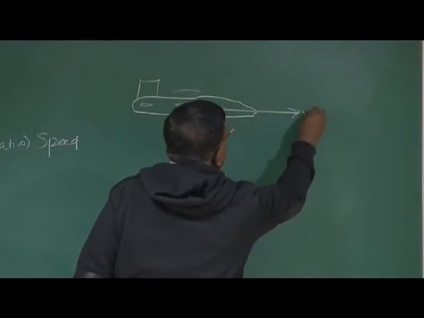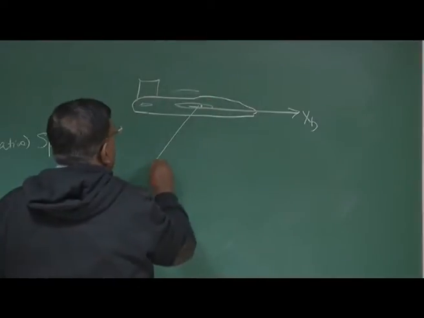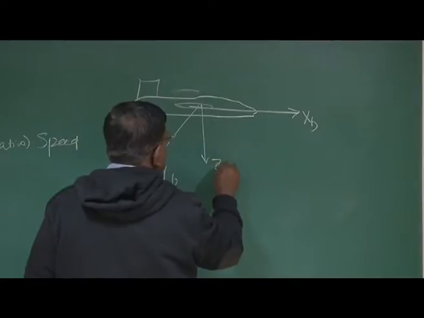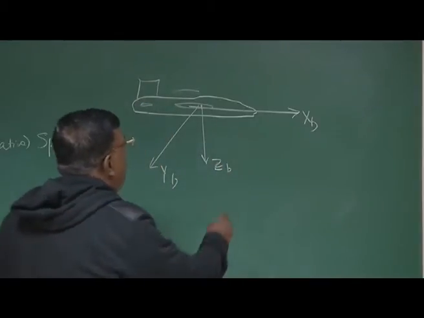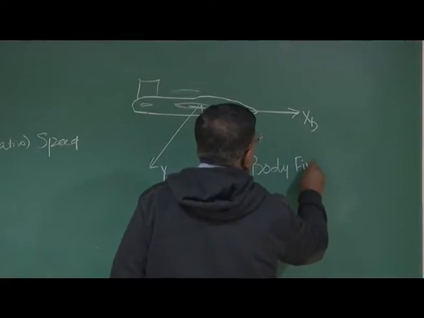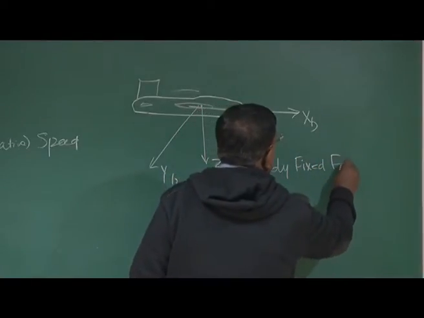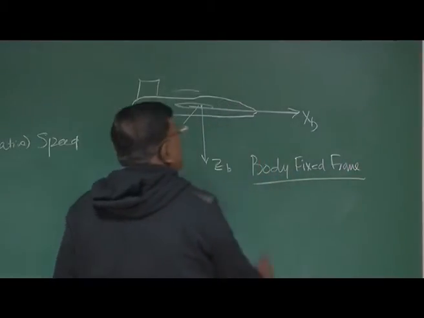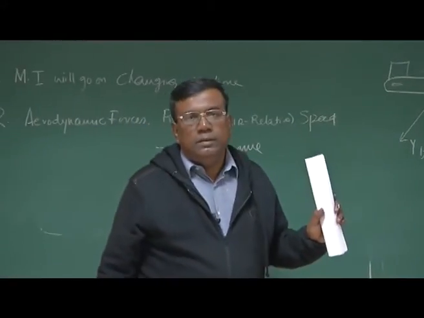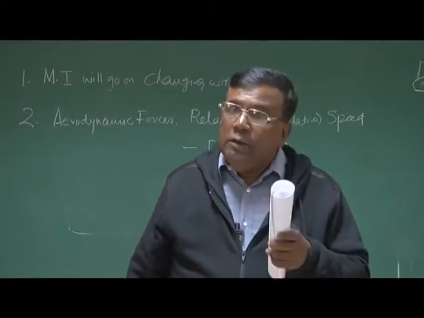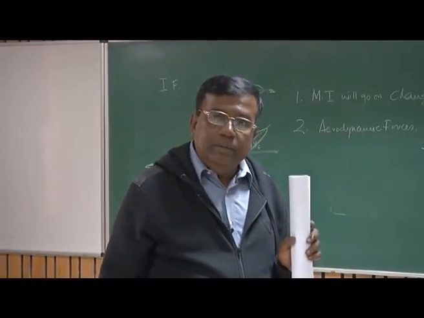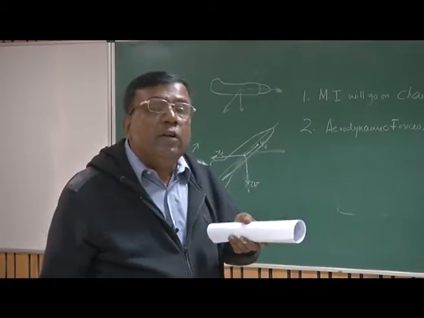Let us say this is XB, YB and ZB. This is the body fixed frame. That means as the body rotates, the frame also rotates. So, since the frame rotates, in body frame the moment of inertia will not change with time, correct, because the axis is also rotating.